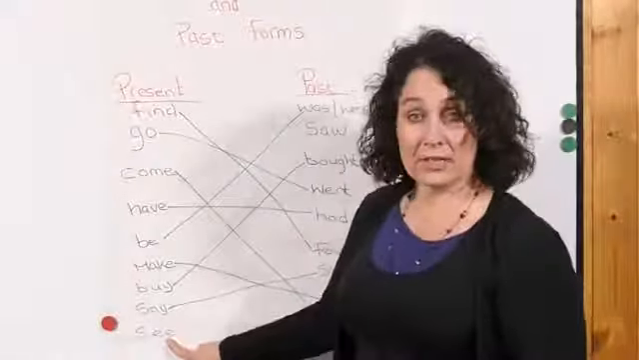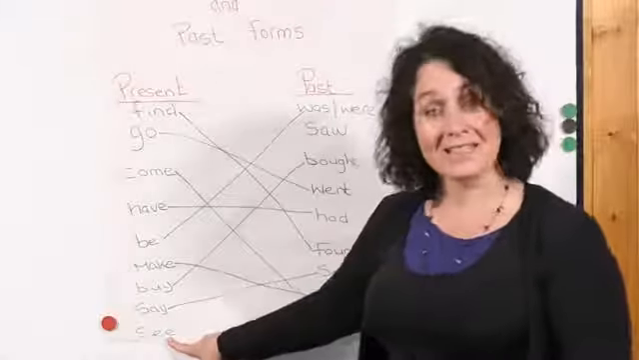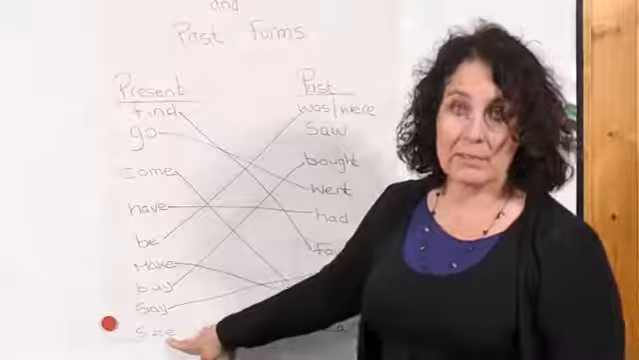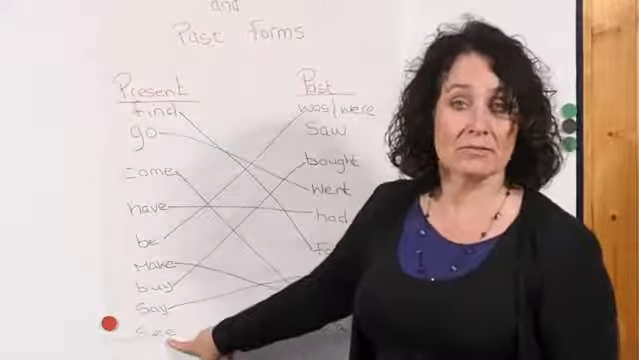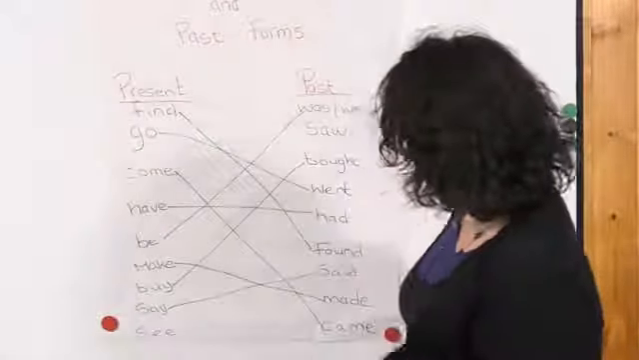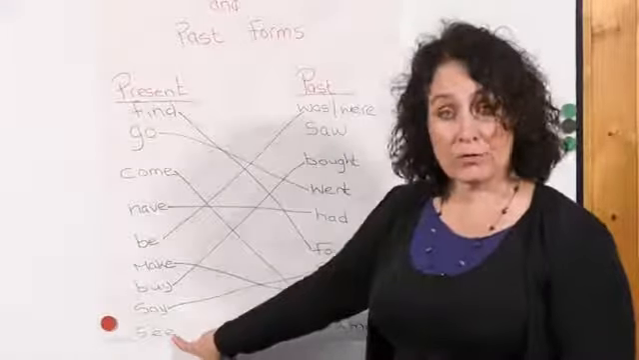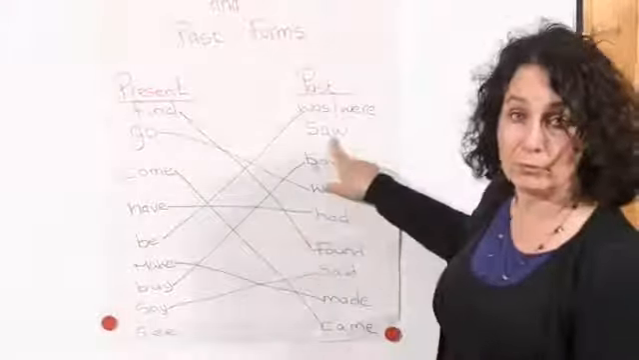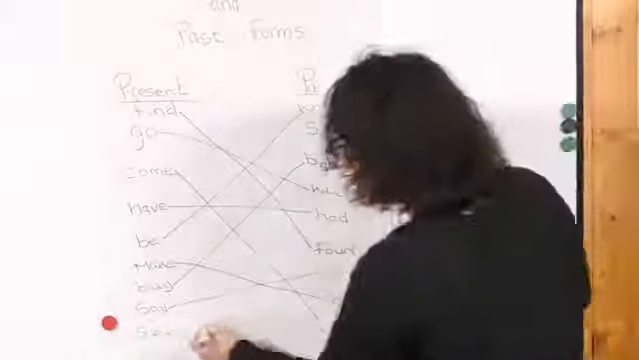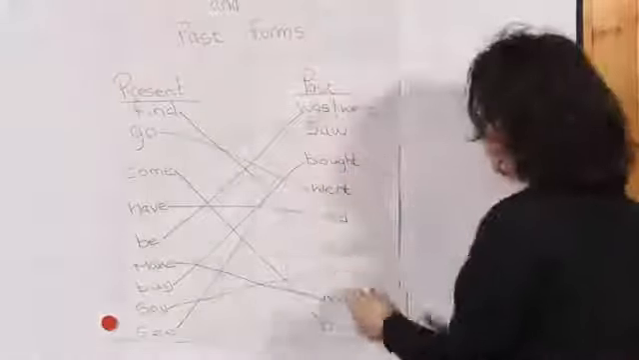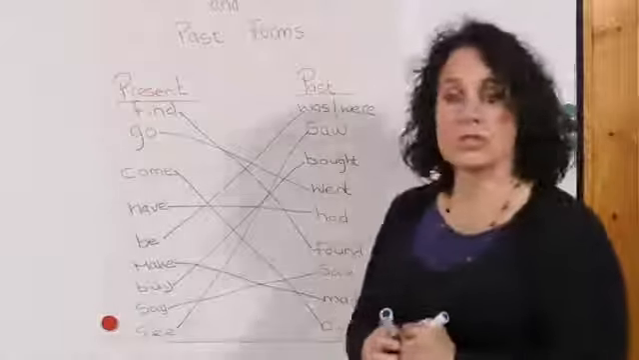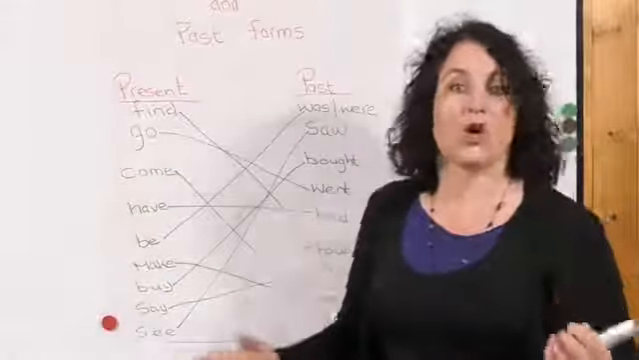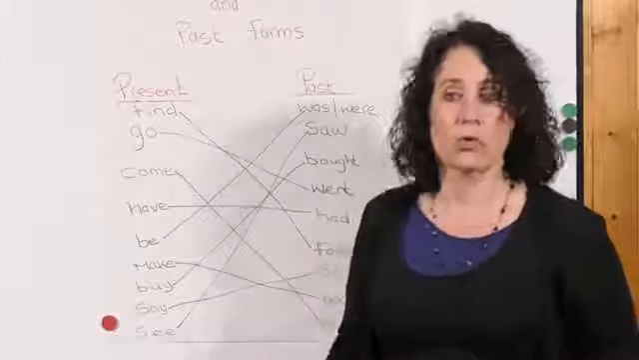Now the last on our list here is see. I see the mountains from my house. Okay. The past form of this verb is the last one that's there. Yeah, saw. Okay, see, saw. Oh, she saw a big dog yesterday. She saw.